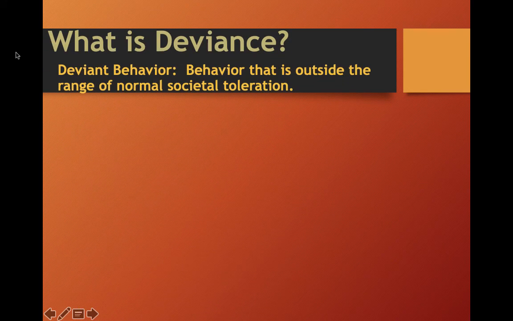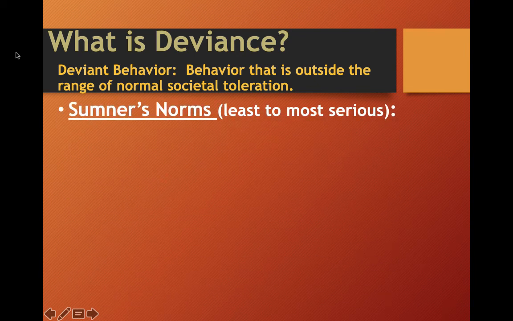Deviant behavior is behavior that is outside the range of normal societal toleration. So what will society tolerate? If a society, group, or culture will not tolerate it, it's considered deviant behavior.